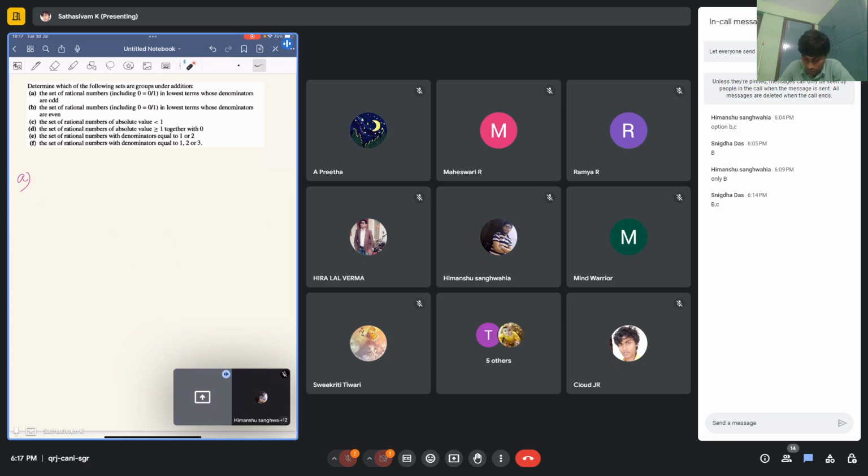So the first one is the set of all rational numbers, including 0, you can see 0 by 1, in the lowest term whose denominators are odd. I think Sir has told what is the lowest term, right? For example, you have a rational number x, you can write it as 2 by 6. Okay, but this you can still cancel and you can make it 1 by 3. Okay, so this is the lowest term. I mean, this is a rational number expressed in lowest term, while this is not expressed in lowest term.